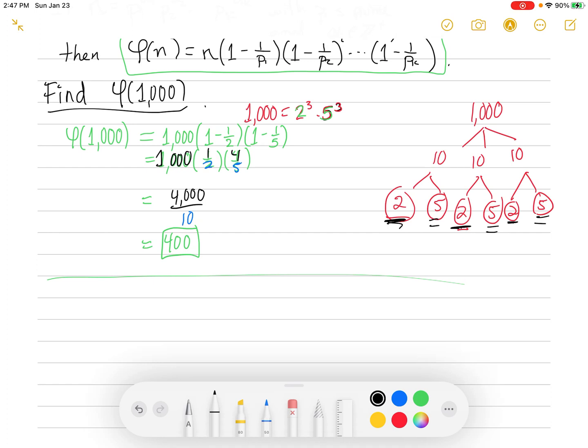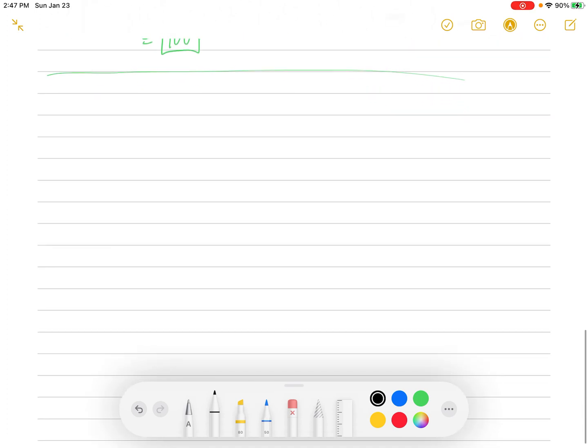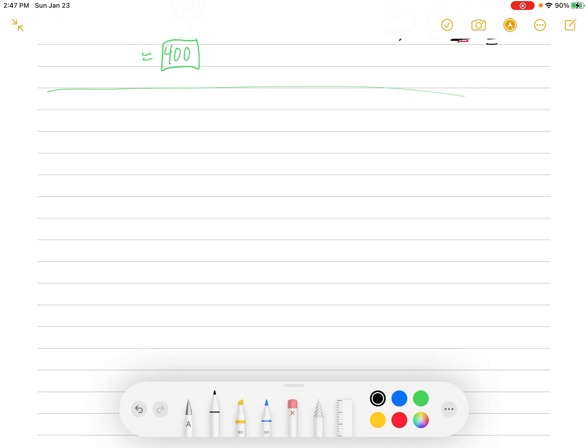Okay, so that's called the Euler Totient function. Something else we want to introduce is the concept of pairwise relatively prime. So here's a definition.